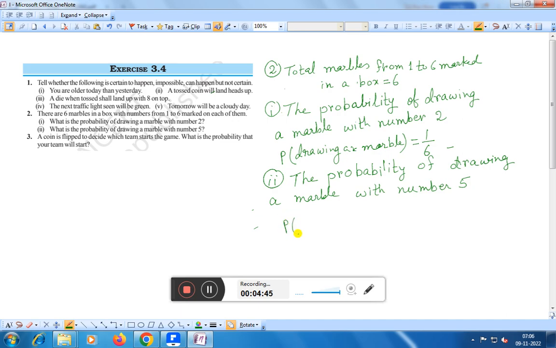The probability of drawing one marble is equal to 1 by 6. Why? Because here you see that there are 6 marbles and each one is represented by 1, 2, 3, 4, 5, 6, right? Therefore, the probability of drawing the marble with number 5 is 1 by 6, right? This is the solution of question number 2 of exercise 3.4.